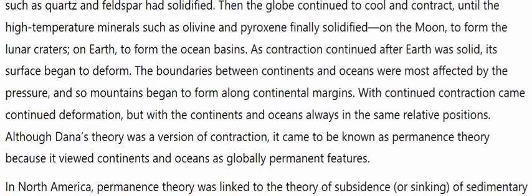As contraction continued after Earth was solid, its surface began to deform. The boundaries between continents and oceans were most affected by the pressure, and so mountains began to form along continental margins. With continued contraction came continued deformation, but with the continents and oceans always in the same relative positions. Although Dana's theory was a version of contraction, it came to be known as permanence theory because it viewed continents and oceans as globally permanent features.